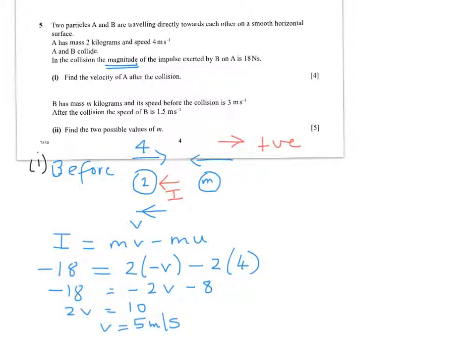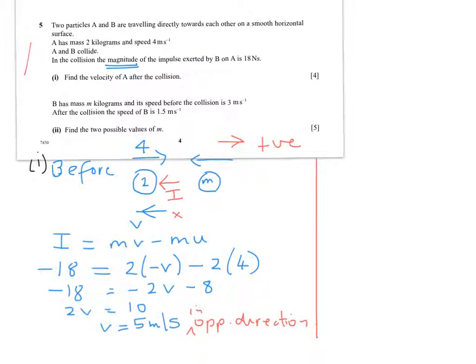Our diagram shows that it's to the left up here, so we're going to specify that. So because v works out to be 5, the direction that we had here was correct. So that means A does rebound. So it'll be in the opposite direction. And that's the end of part 1.